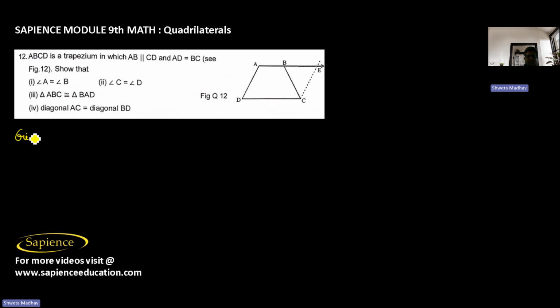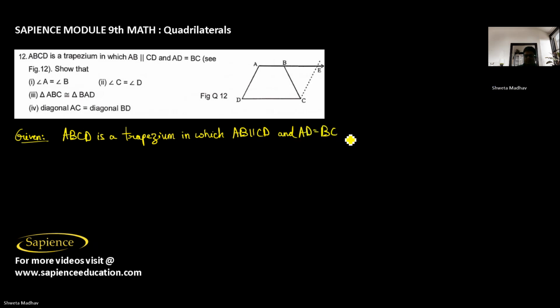Here it is given that ABCD is a trapezium in which AB is parallel to CD and AD equal to BC.